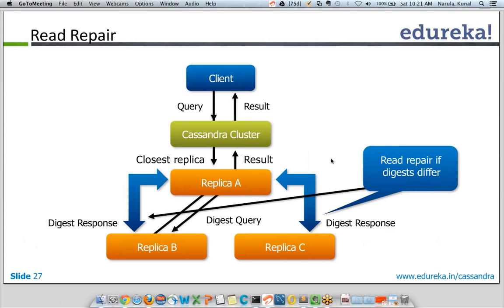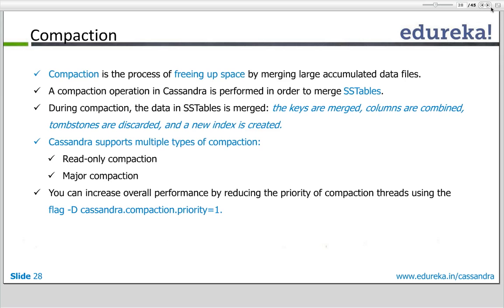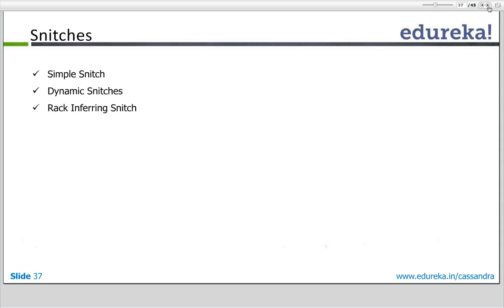When we say replica, a replica is nothing but the column family's SStables and commit logs. So both SStables and commit logs get replicated across different machines. Okay, so let's go to the next topic. There are no more doubts.